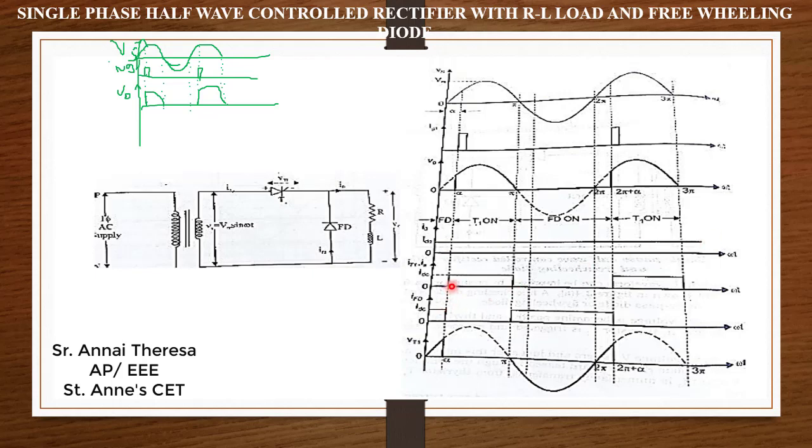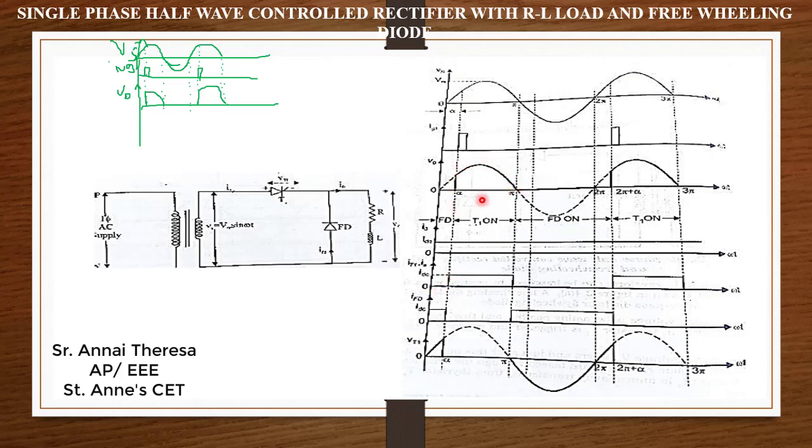This is the thyristor current. So whenever there is a conduction of thyristor, there will be current through the thyristor. So see here, there is no conduction in this part, so no current.